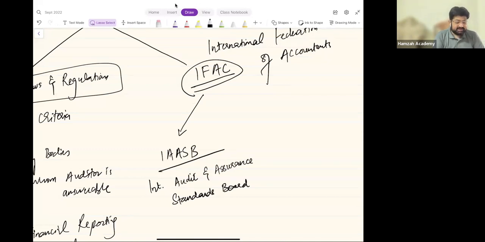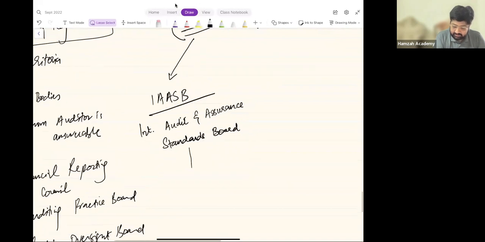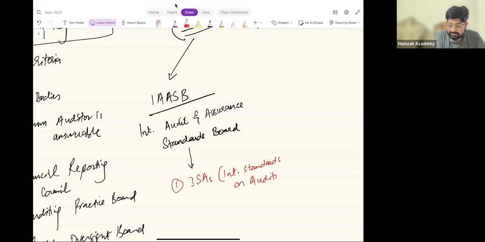Now, what does this subcommittee of IFAC do? This subcommittee of IFAC issues, number one, ISAs, International Standards on Auditing.